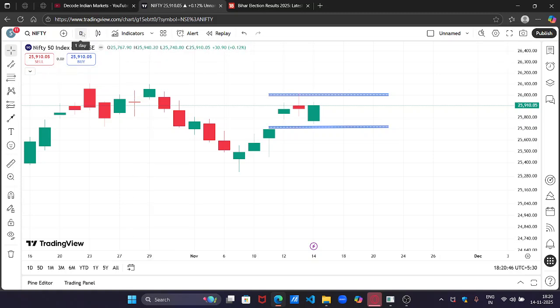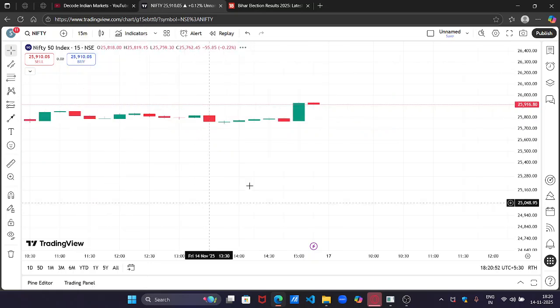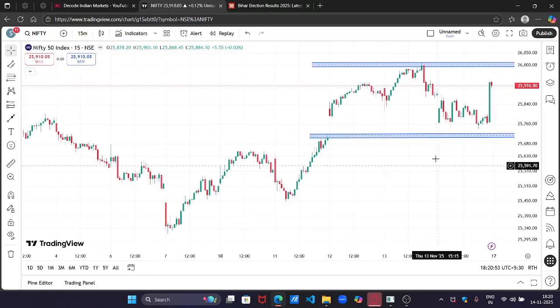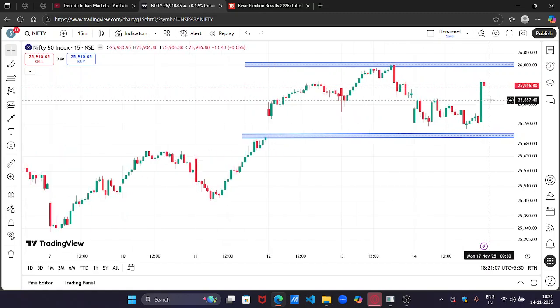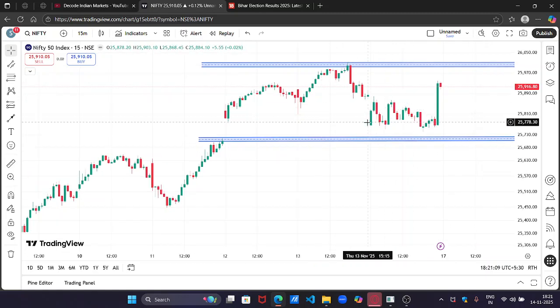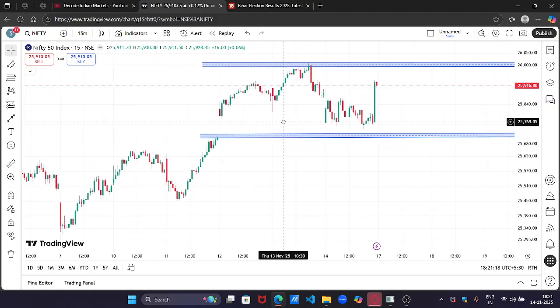And as expected, since it was election result day, we were expecting some volatility today. If you go and see the 15-minute chart, it's not a clear up move or down move. It's like up, down, and then at 3 o'clock it went more than 100 points up in one single candle. So this was expected, some volatility, but it happened only within a 200 points range.